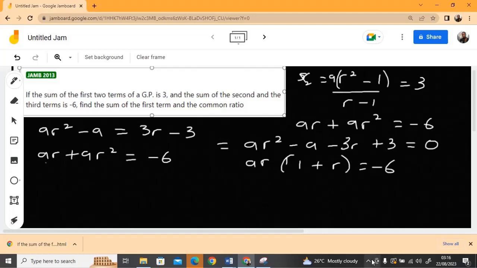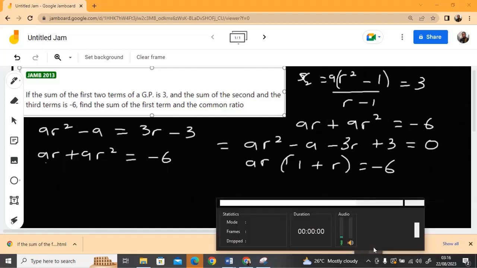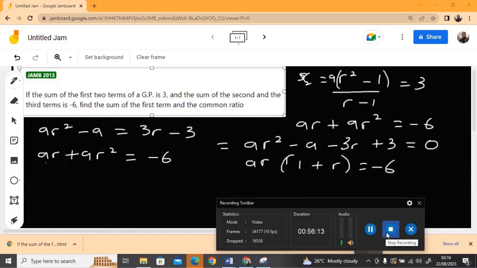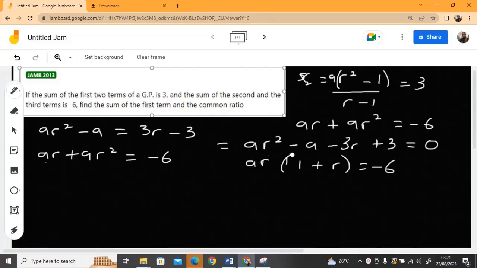So just give me a minute. First thing to do here is to make A the subject of the formula, sort of factorizing it like this. Though there are better ways of solving this, you can use the kind of method you want, but I just want to use the method that you are going to understand in this particular scenario. So let's look at this together.